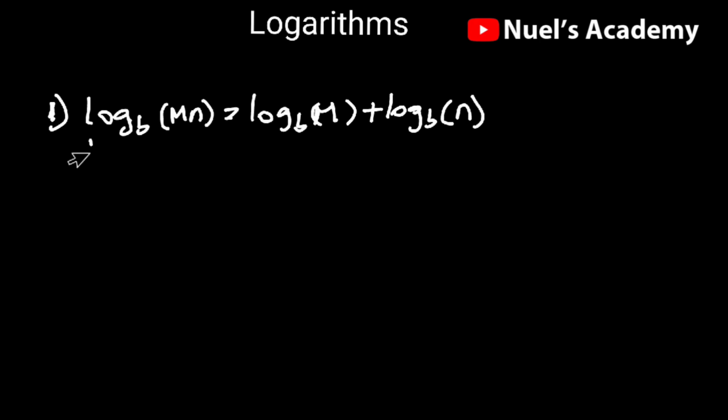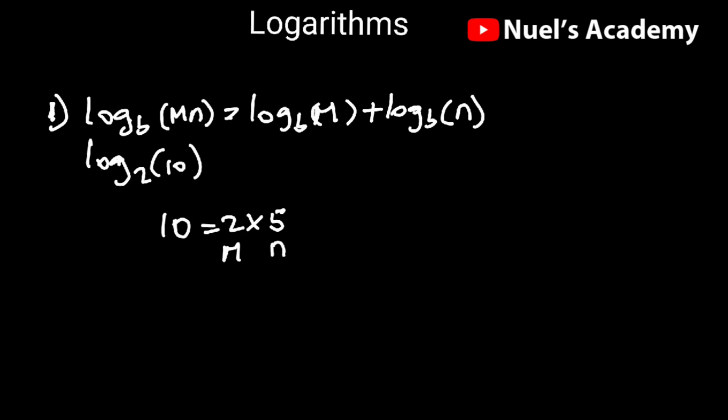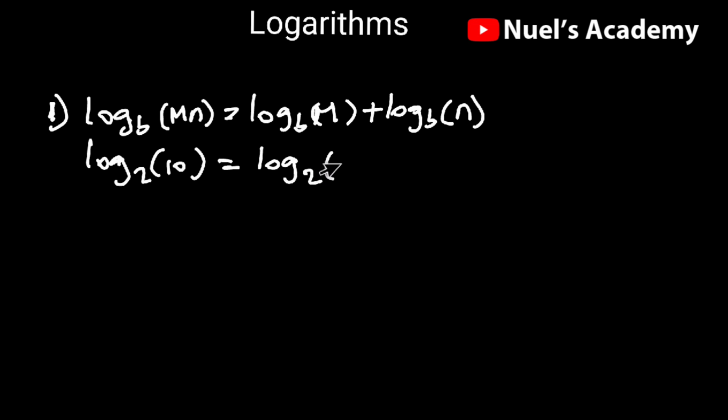So for example, if I have log 2 of 10, now this 10 can be written as 2 times 5. Alright, so this 2 can be m, and this 5 can be n. So we're going to express that 2 times 5 in logarithm form. It's going to be equal to log 2 of 2 plus log 2 of 5. Because 2 times 5 is equal to 10. So don't worry about the simplification. We'll do that later on in the video.